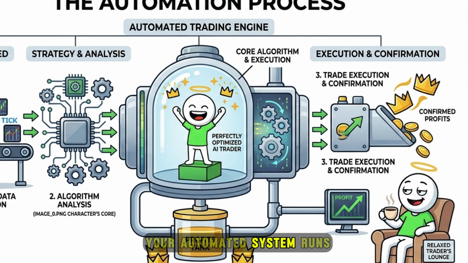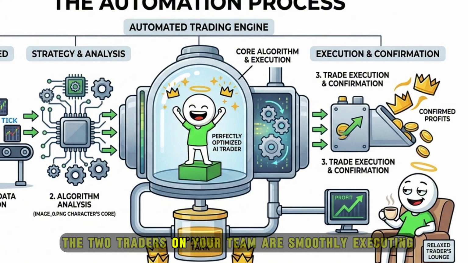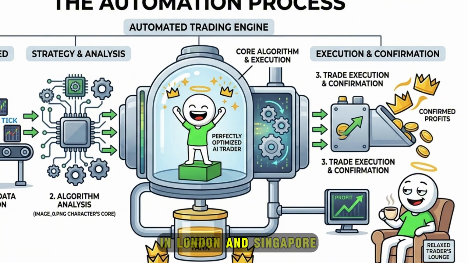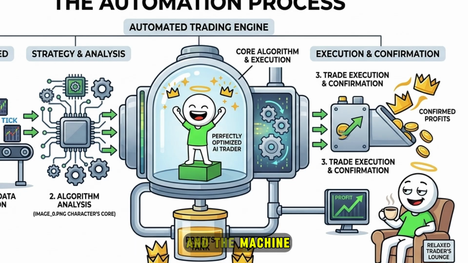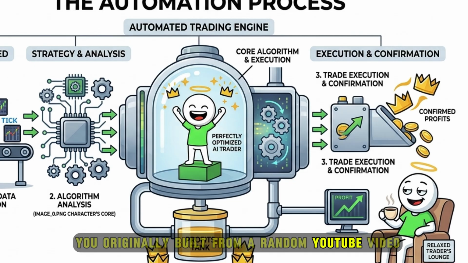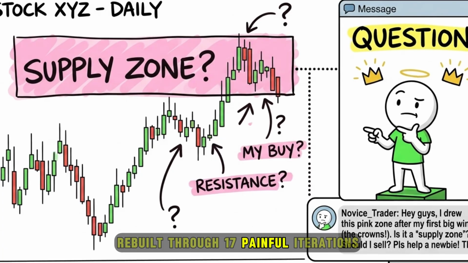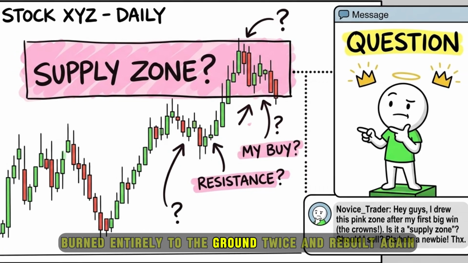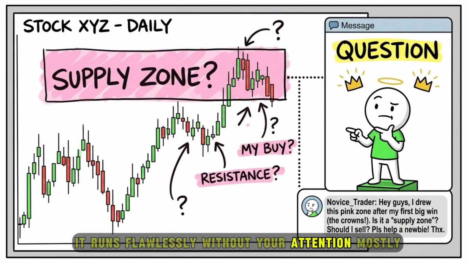Your automated system runs. Your framework systematically generates signals. The 2 traders on your team are smoothly executing in London and Singapore. The positions move, the capital compounds, and the machine you originally built from a random YouTube video about 2 boxes on a chart runs. Rebuilt through 17 painful iterations, burned entirely to the ground twice, and rebuilt again, it runs flawlessly without your attention. Mostly.